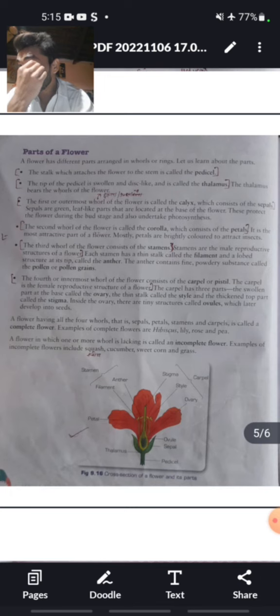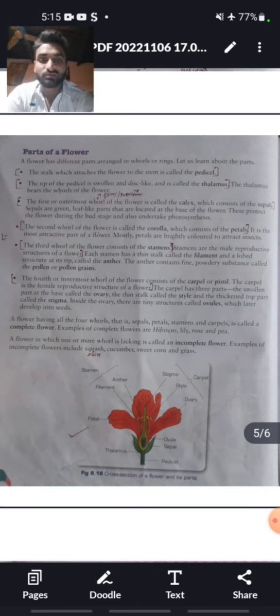Now you can see the structure of the flower very well in the figure in your book. Now we discuss the many parts of flowers like filament, anther, stigma, style, ovary, carpel, ovule, sepal, pedicel and thalamus. First of all, the pedicel: a stalk which attaches the flower to the stem is called the pedicel. Now we discuss what the thalamus is. The tip of the pedicel is swollen and disc-like and is called the thalamus. The thalamus is generally the swollen part of the flower.